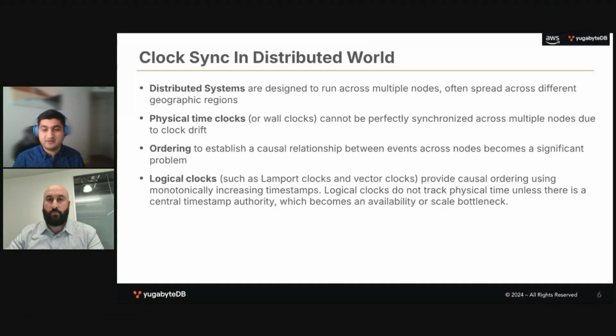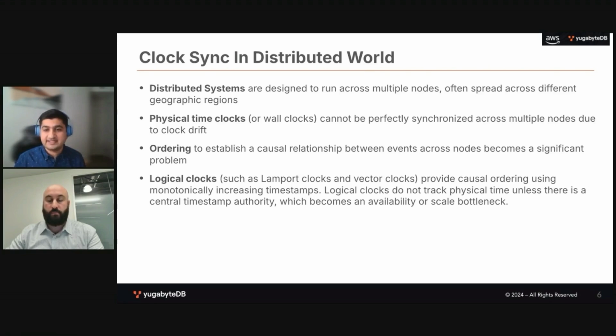We need perfect ordering to establish the causal relationships between different events happening across these nodes, which is the problem we just described. And then there are some solutions which have been proposed for this, like logical clocks or Lamport clocks. These are just monotonically increasing timestamps, which solve the ordering problem, but then they do not track physical time. So sometimes you also want to know the physical timestamps for the events.